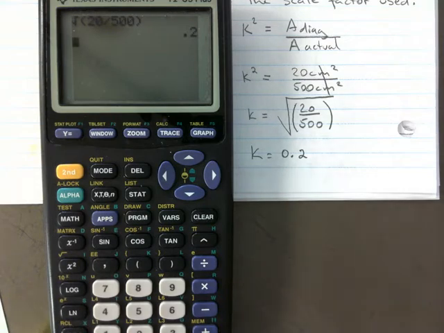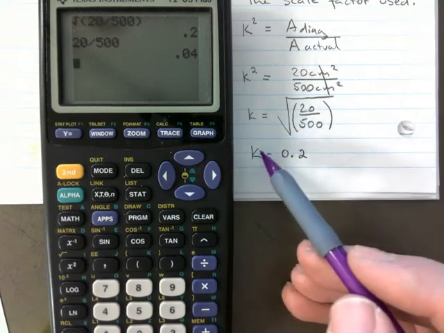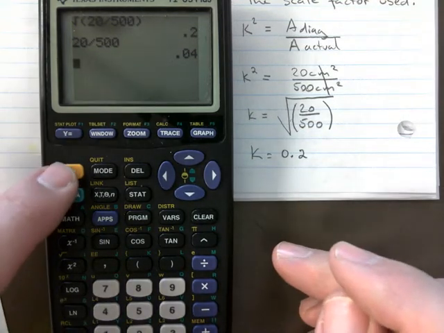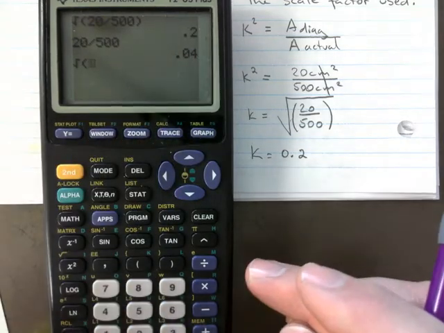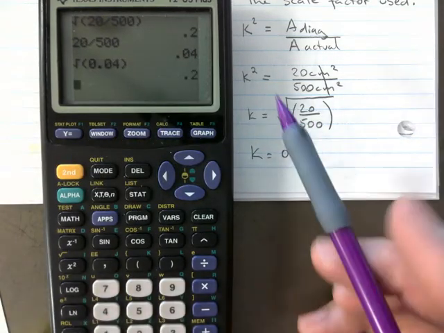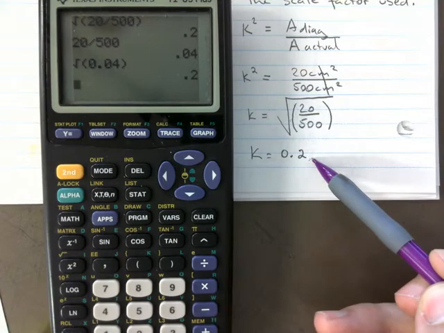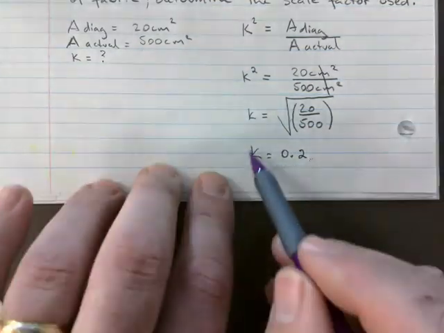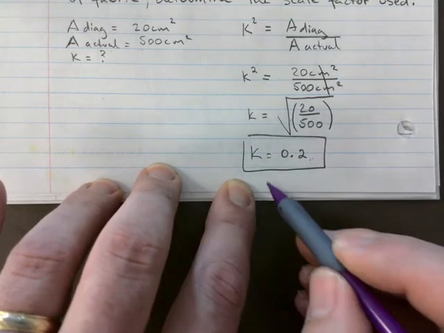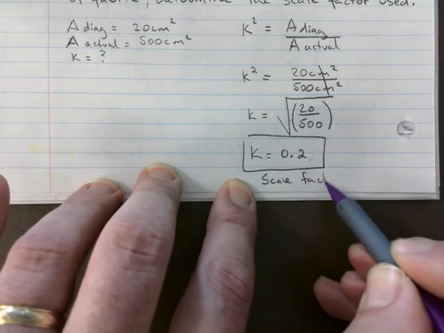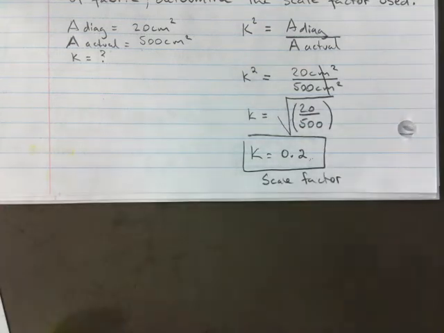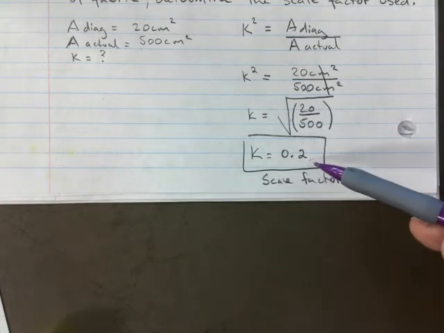You know which would not have been your scale factor? This. A lot of students just go 20 divided by 500. That's what it is, Mr. Dirksen, 0.04. That means you did not take the square root, because if you go ahead and take the square root of that, you get 0.2. This is really the scale factor that has been used. And if you would like this as a fraction, just go 2 out of 10 or 1 out of 5 and so forth.